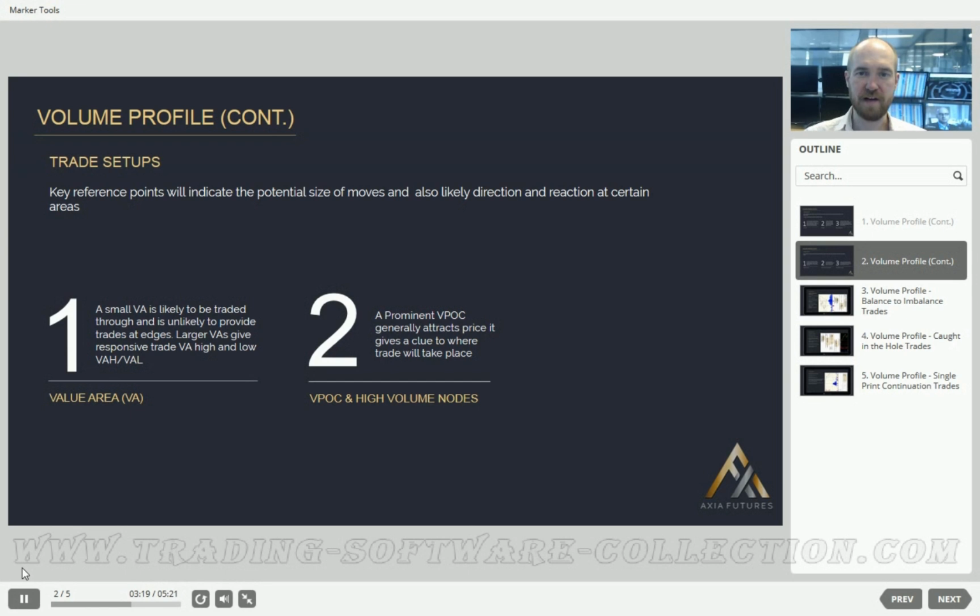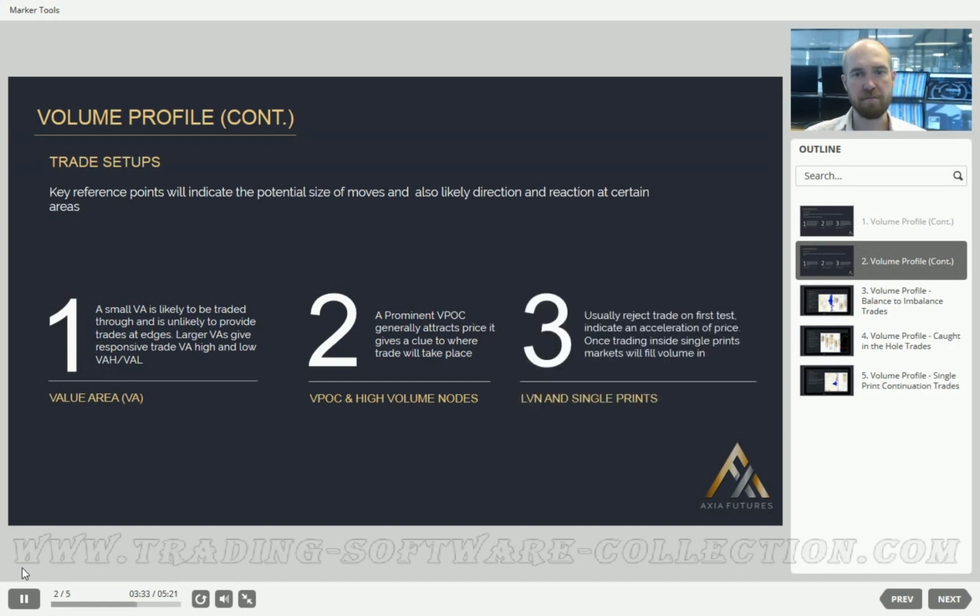Smaller VPOCs less so. This also works in terms of high volume nodes, HVNs, whereby you've seen over a period of days a large amount of volume traded at a certain price. Again, they attract prices back to them.